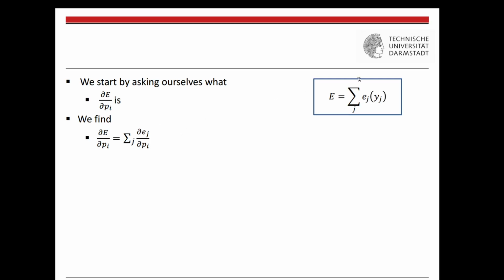Why is that the case? Well, just take the definition of E, and we know that the derivative of the sum is the sum of the derivatives. So we arrive at this formula quite obviously. Then the next step that we can do is something that is called the chain rule, and we say, okay, let's rewrite this term dE by dPi as a product of two partial derivatives given by dEj by dyj multiplied by dyj by dPi.